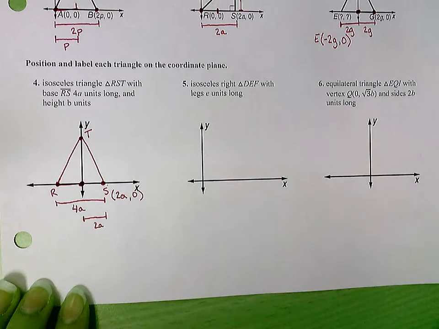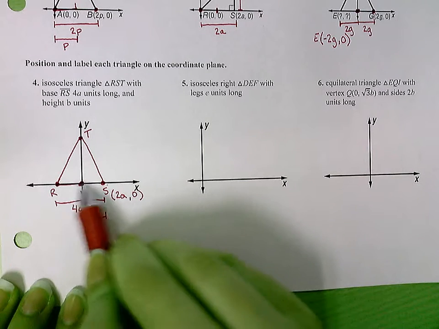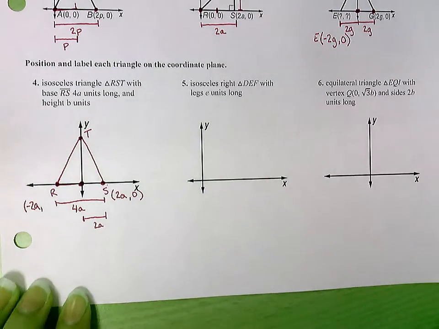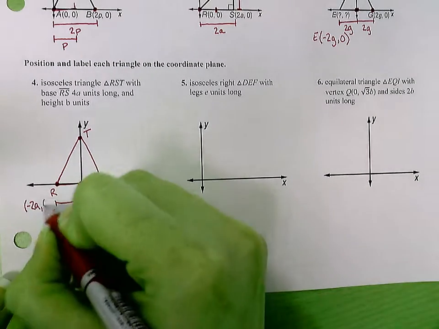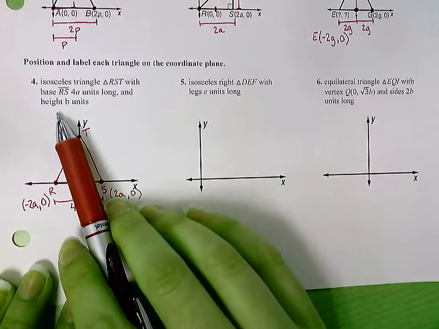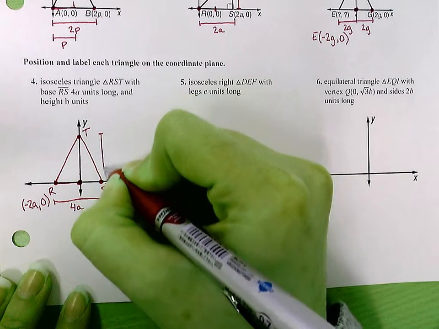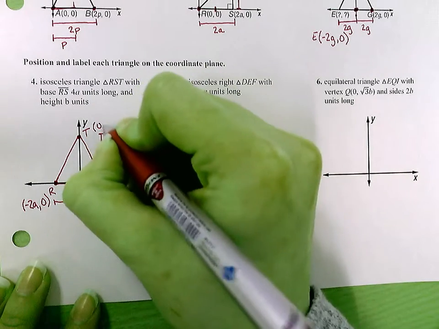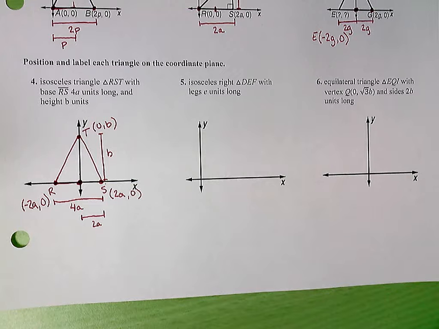Now point R, since I cut this 4A in half, it is also 2A units long from that origin, but it's to the left, so it'll be negative 2A. And then I don't move up or down, so that'll be 0. Now to get to point T, my height of my isosceles triangle is B units. Okay, so my entire height here should be B units tall. And T would be at 0B. Good job. Okay, so to get to point T, starting from your origin, do you move left or right? No. If you don't move left or right, it's 0. Then you go up. That height has to be B, so it's going up to point B.